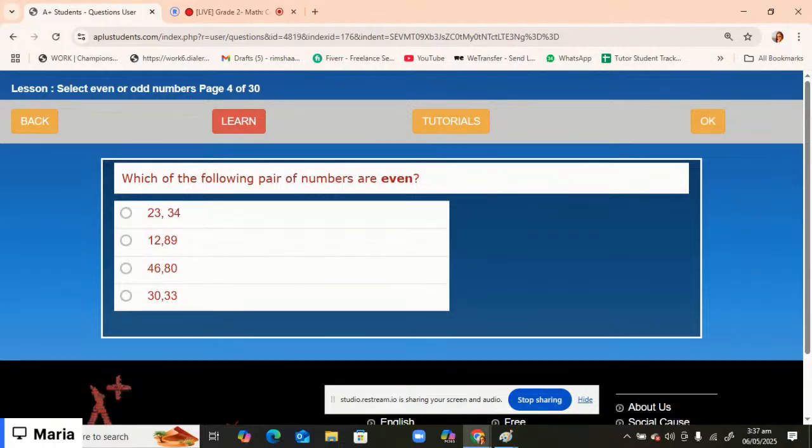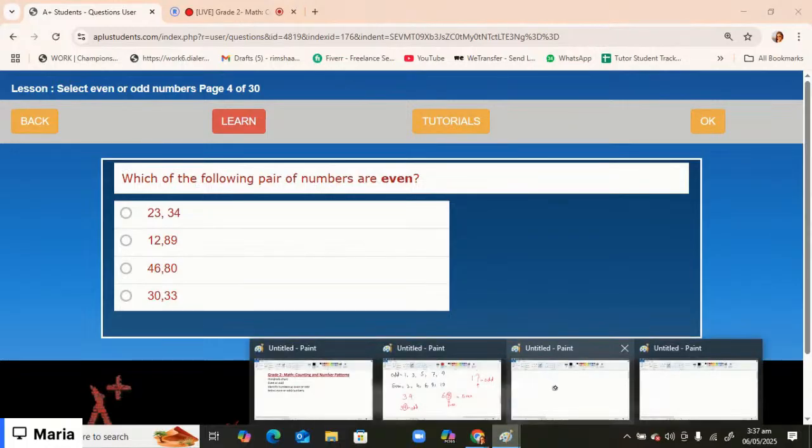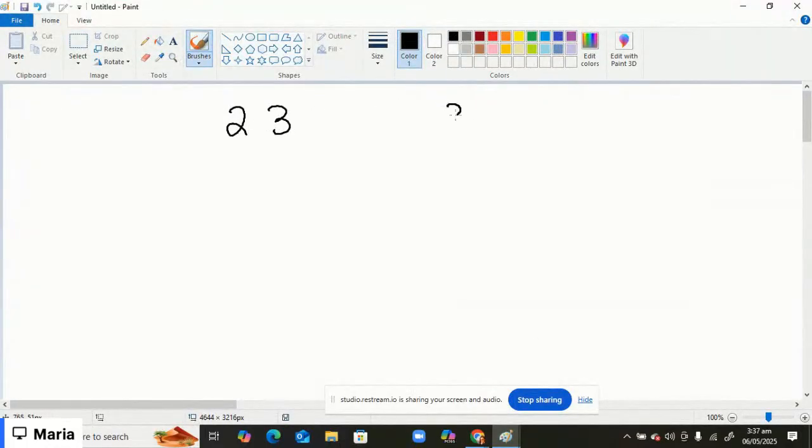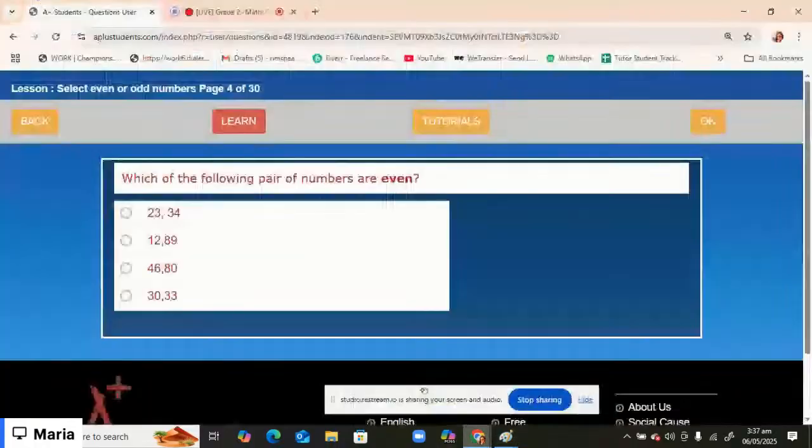So these both are odd. Now here, these are in the form of pairs. The first is 23 and then 34. Now look, we check the last digits. There is 3, and 3 is odd. Here the last digit is 4, which is even. So one is odd and one is even, so this is not the option. Let's check the second, 12 and 89.